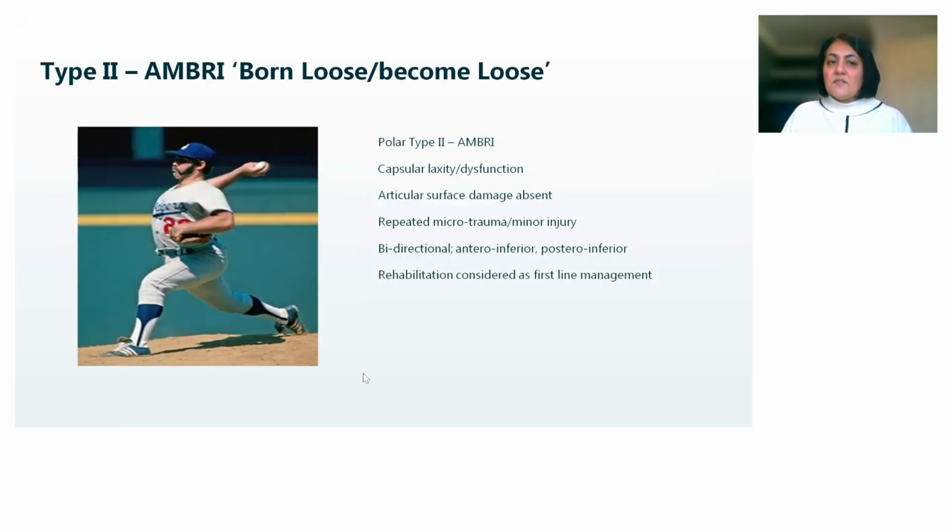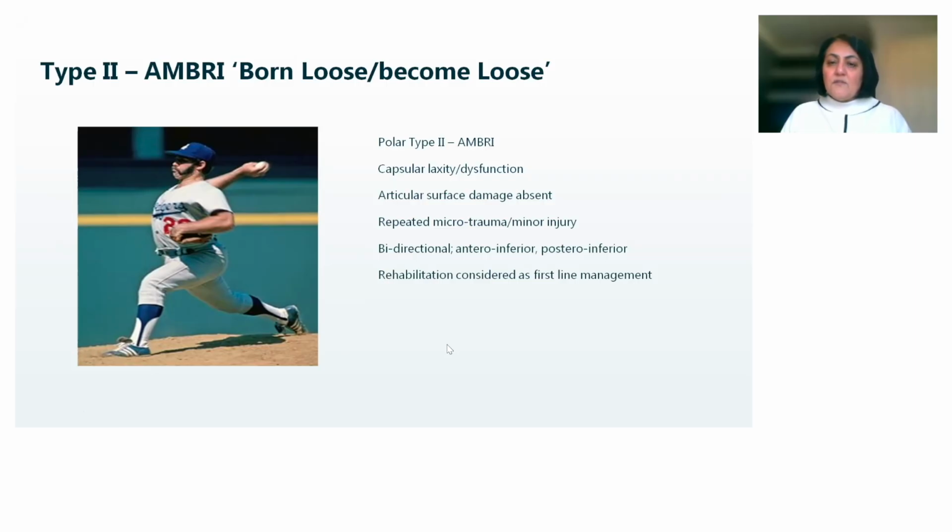When we talk about the type 2 group in a bit more detail, we can sometimes describe these patients as either born a bit loose or they've become a bit loose. There is some pathological capsular laxity or dysfunction, but you do not see any damage to the articular surfaces, so there's no bony damage, unlike the type 1 group. Sometimes this can be created through microtrauma, so in throwers or repetitive overhead use, or it can be as a result of a very minor injury.